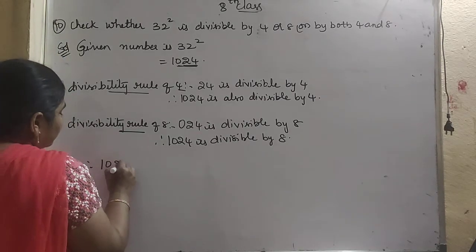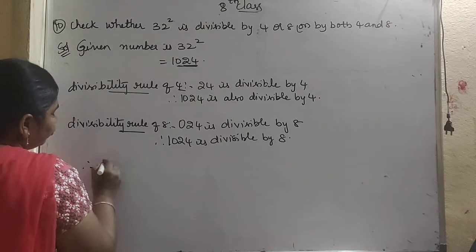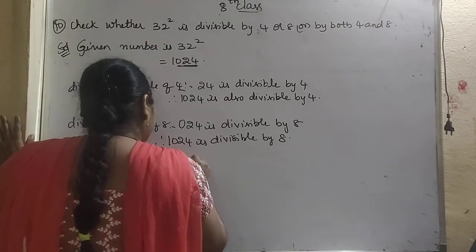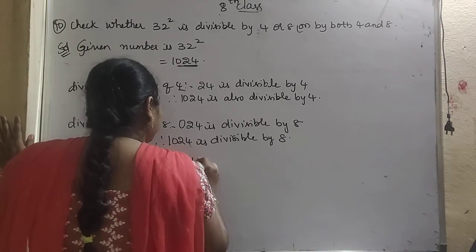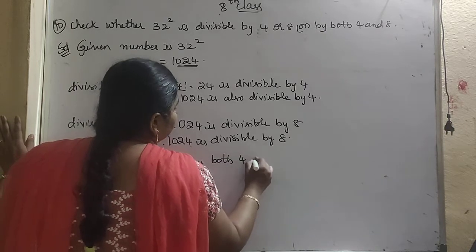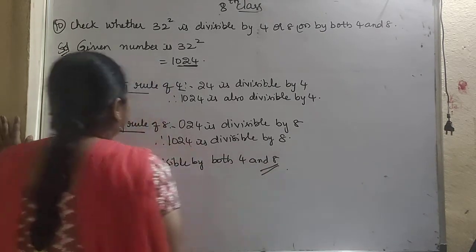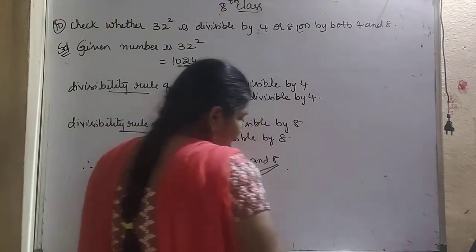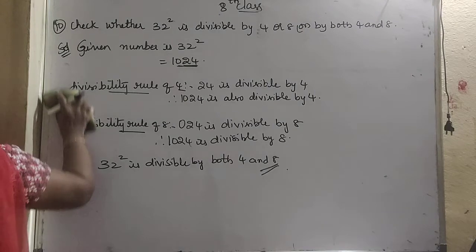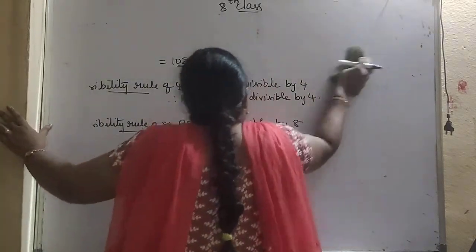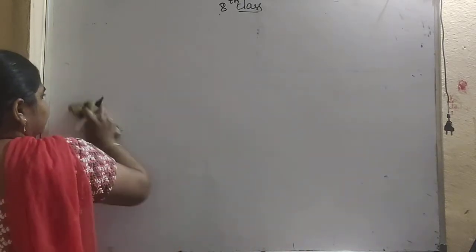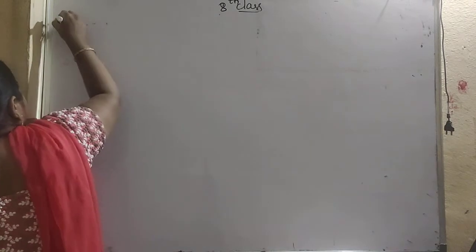So therefore 32 square is divisible by both 4 and 8. So this is our 10th solution. Okay, so next one, last one. Eleventh one.